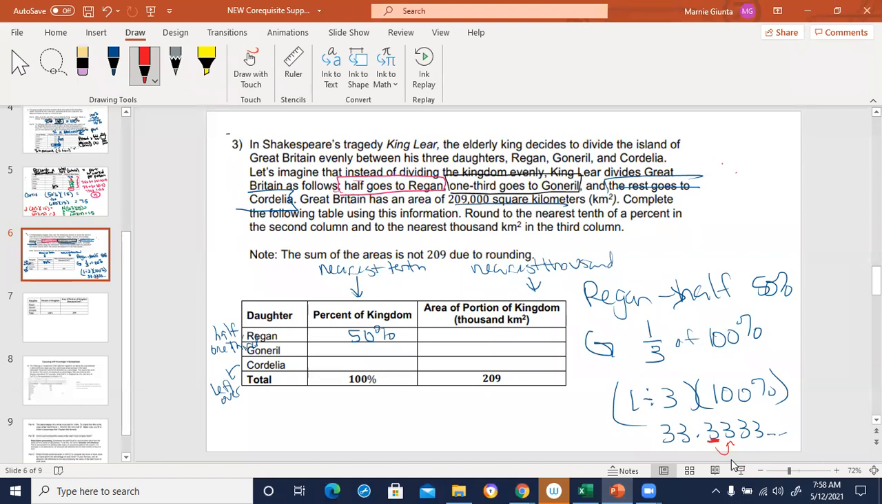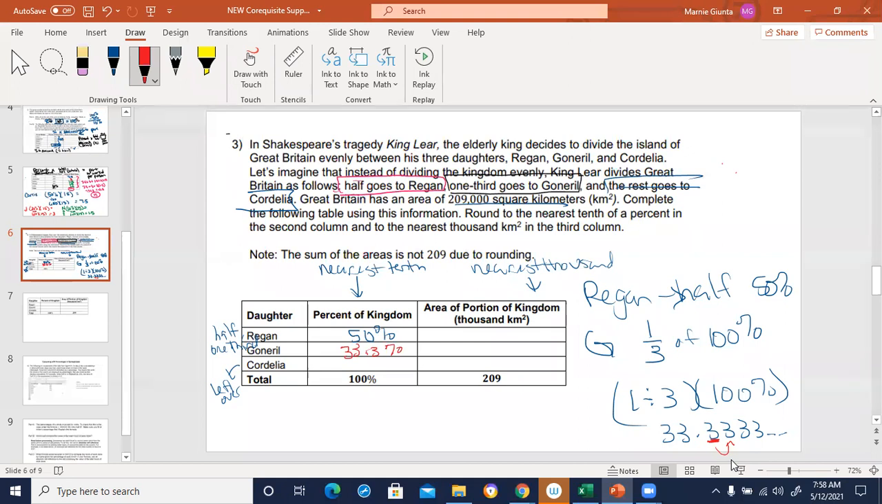So here's the rule. If it's 4 or less, you leave this underlined digit alone. If this digit to the right is 5 or more, you increase the underlined digit by 1. Well, we have the digit 3, so it's 4 or less. That means we leave this underlined digit alone. So our percentage for Goneril is 33.3%. And then the rest goes to Cordelia.